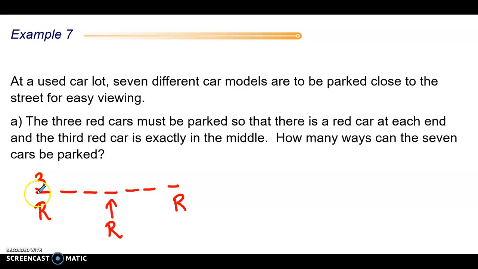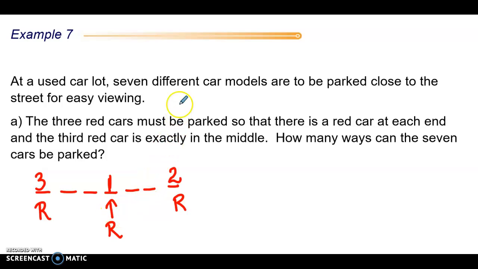Once that red car is positioned, there are now 2 remaining red cars that I can choose from to place at the other end of the row. There's a red car in the front, red car in the back. There's 3, so that means there's now 1 remaining red car that would fill in the middle.